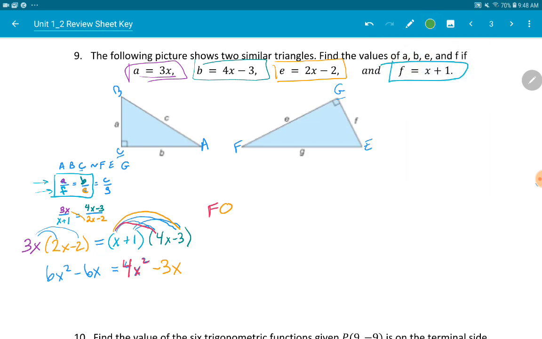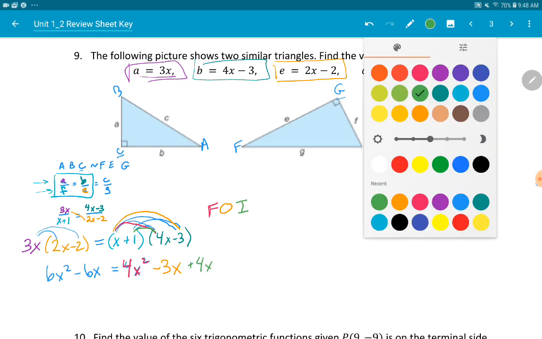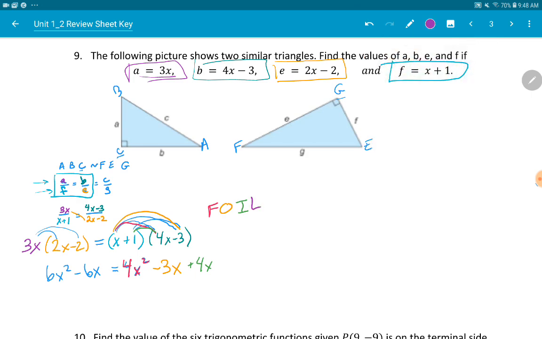And then I for inside. So that's the 1 times the 4x, which is, and then our last piece is, let's do purple, L for last. And that is the 1 times the negative 3.